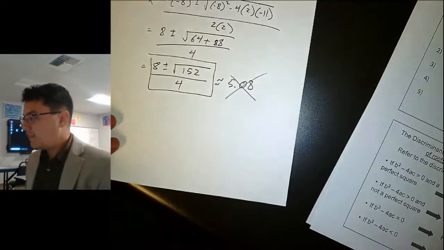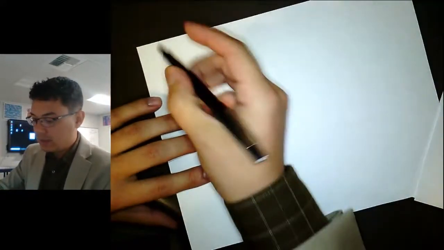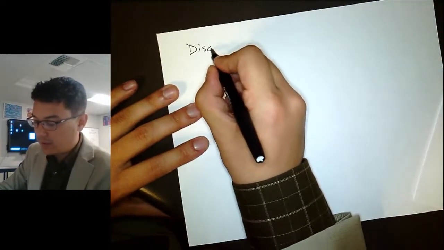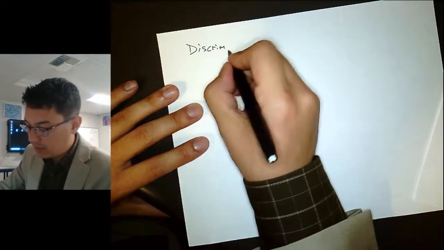That's good. The next thing we're going to talk about is something called the discriminant. Grab another sheet of paper here. This will be the last thing that we really go over for now. Discriminant.